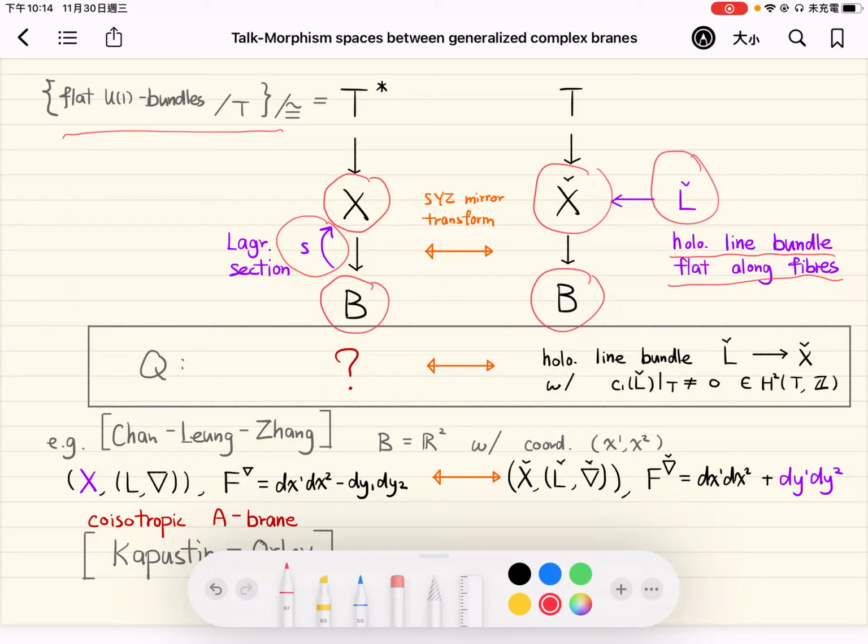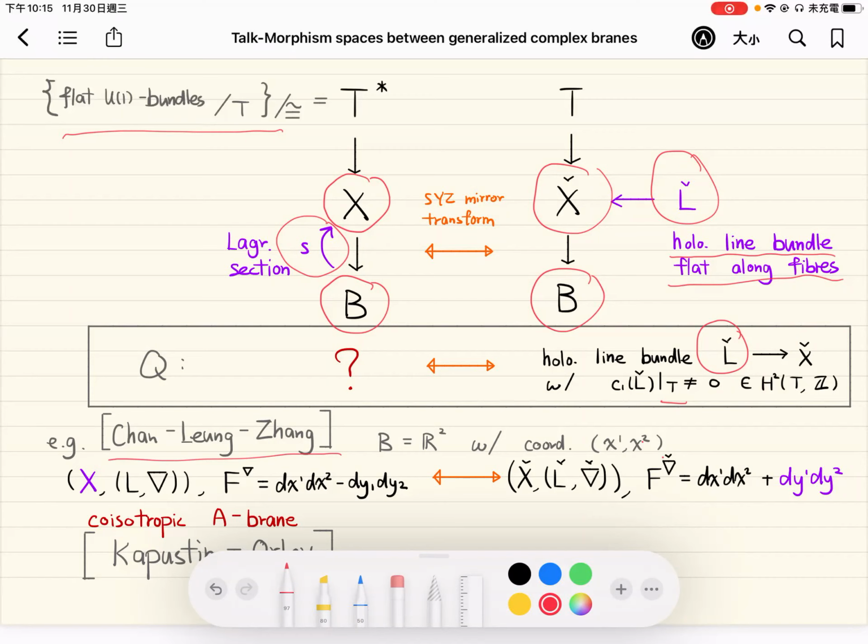So a question arises: what if we choose a holomorphic line bundle not flat along fibers on the B-model side? What if we have an L-check here, but the first Chern class of L-check when restricted to the torus is non-zero? What are the objects that correspond to this kind of holomorphic line bundles? Here comes the work of Chan–Leung–Ma. They try to generalize the ordinary SYZ transform for semi-flat branes to certain kinds of branes that are not flat along the fibers, by the Fourier transform.